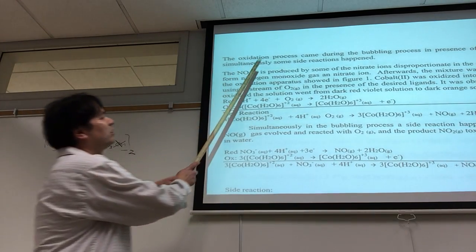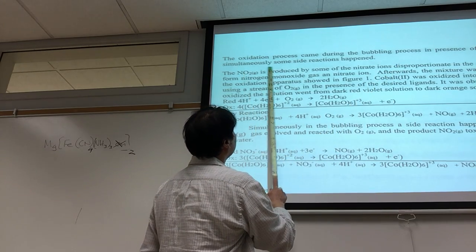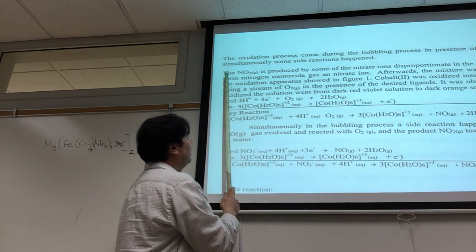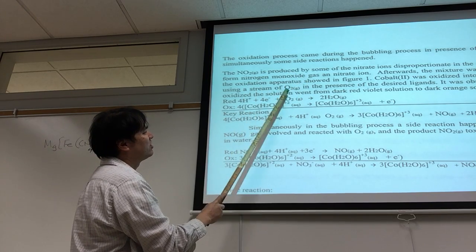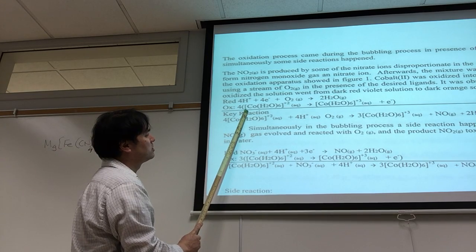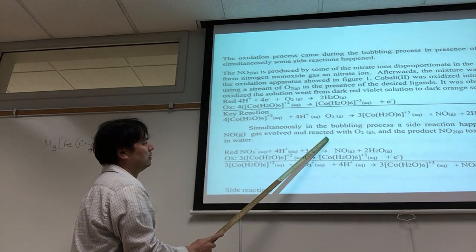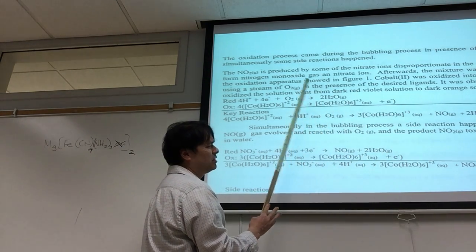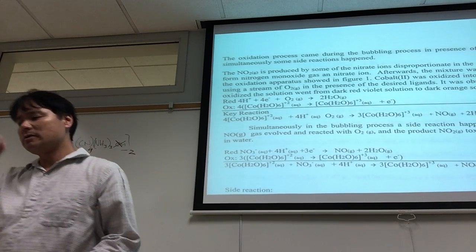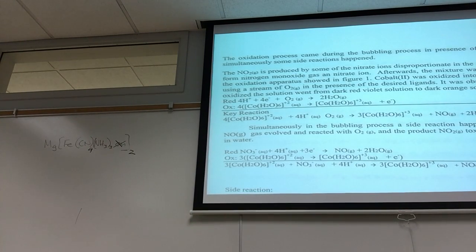The oxidation process came during the bubbling process, and with the presence of acetic acid, simultaneously some side reactions happen. Okay, the NO2 is produced by some of the nitrate ions disproportionating. In other words, we had some side reactions in the redox. These side reactions produced products. They weren't part of the main reaction, but they contributed to some of the main reactions. So this particular synthesis was complicated because multiple reactions were occurring at the same time, right? Our reaction is a lot simpler, a lot cleaner, because we didn't have multiple reactions occurring at the same time. And so the side reaction business is something that is particular for the cobalt lab.